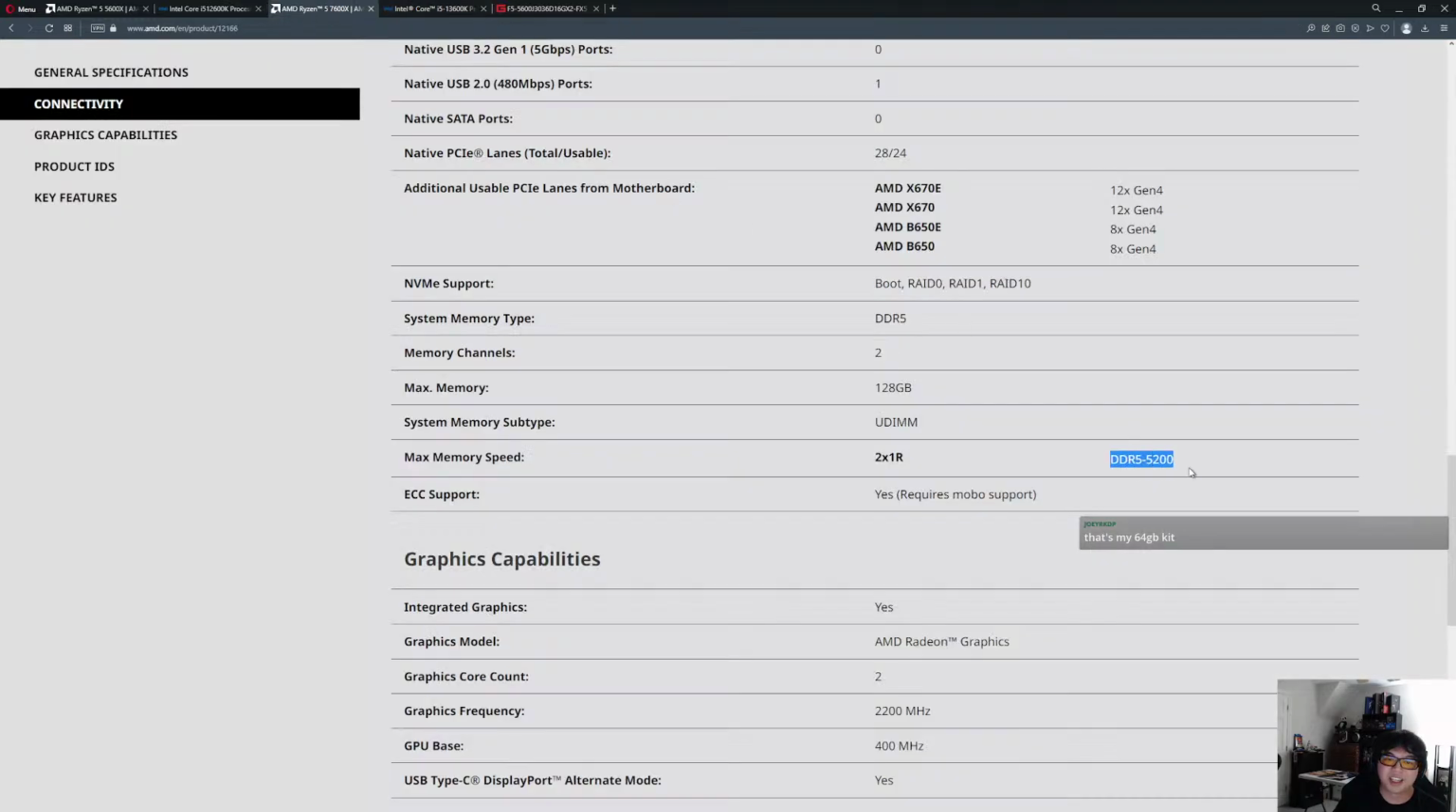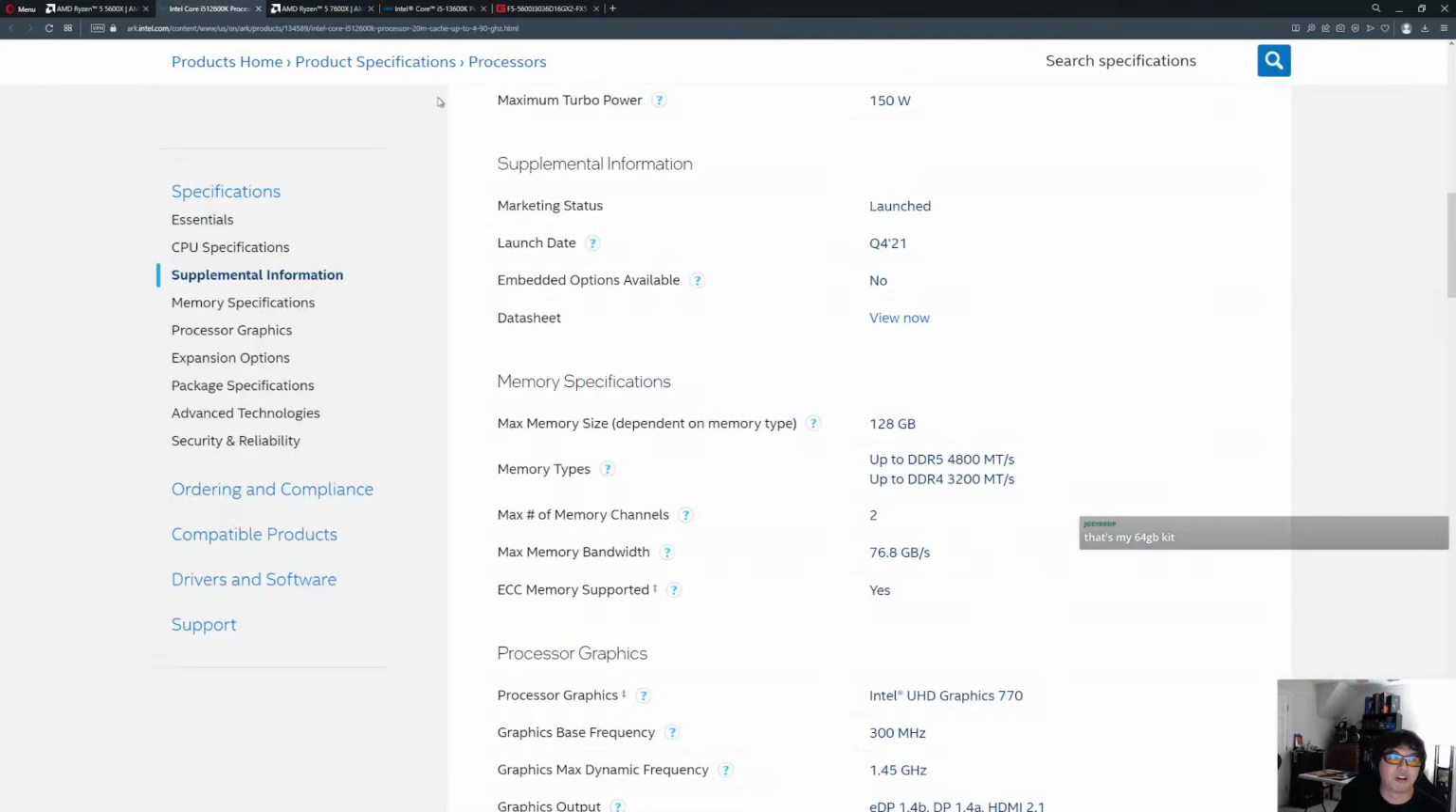Ryzen should be second fastest in terms of the absolute max that it can do. And then Alder Lake should be third, since it's the first ever DDR5 implementation, and their official support is really low end there.